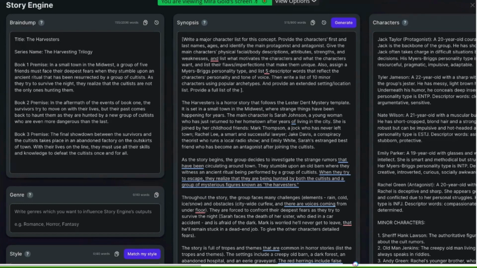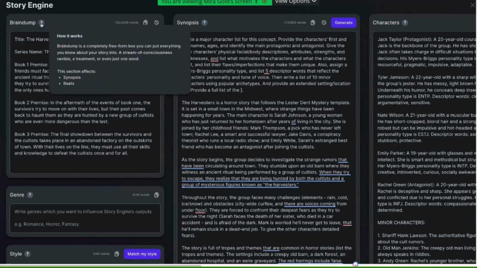If you're ever at a loss for what card will pull from what area, look at the little question mark. For brain dump, it says this section affects your synopsis and beats. So when you are generating your beats, if you have lore in there, like for your curse, or backstory on some of your characters that's really pertinent to your beats, you could put some of that information inside your brain dump, especially if it is unique to the chapter that you are generating.